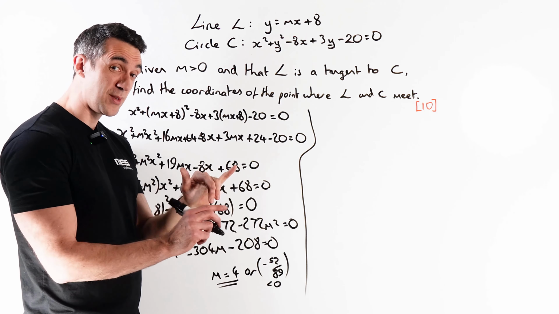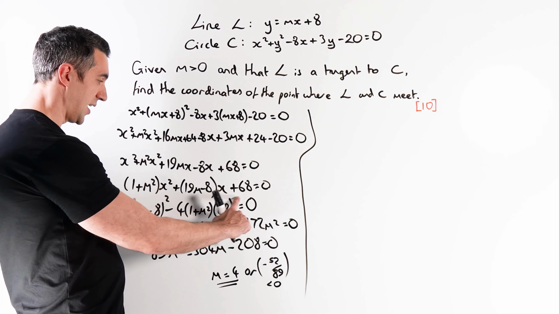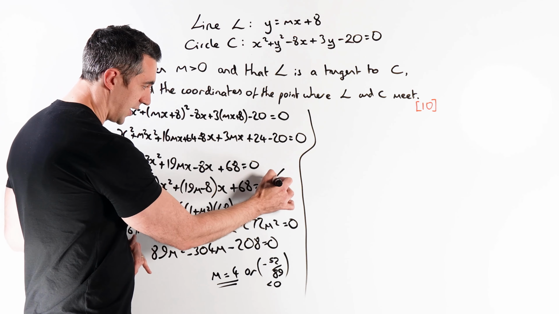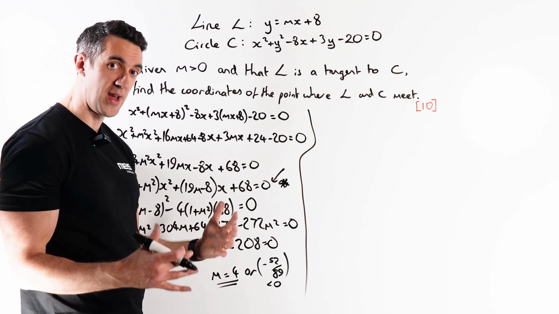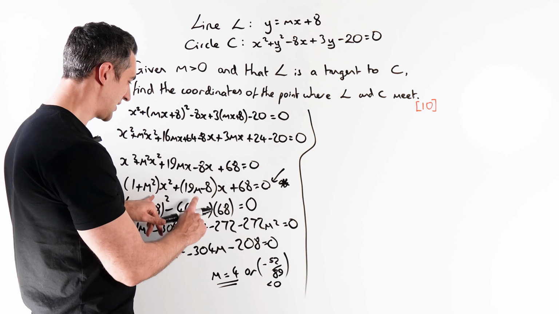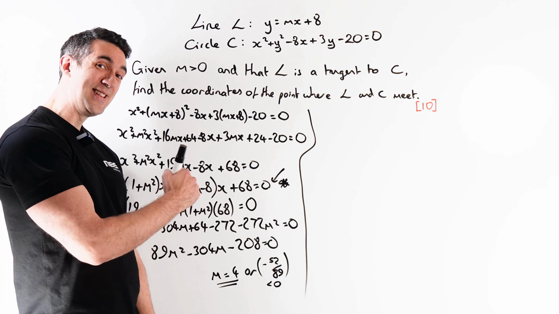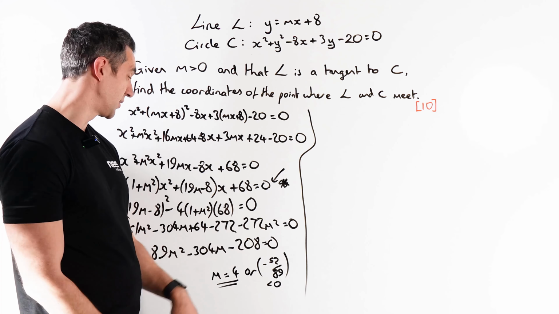Now remember, we've already done the simultaneous equations, and we got down to this one here in terms of m. So this equation here, that's the one we found would give our solutions for where the line and the circle intersect, and it's in terms of m. So we just substitute our m equals 4 into that equation, and then we have the equation we need to solve to find our point of intersection.